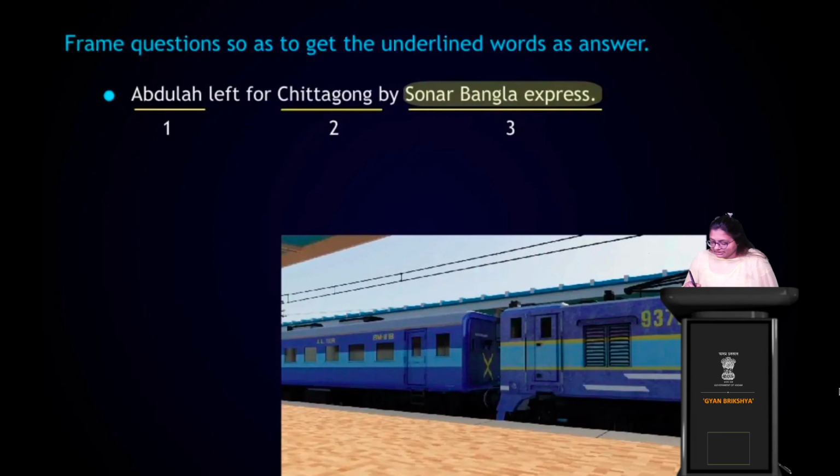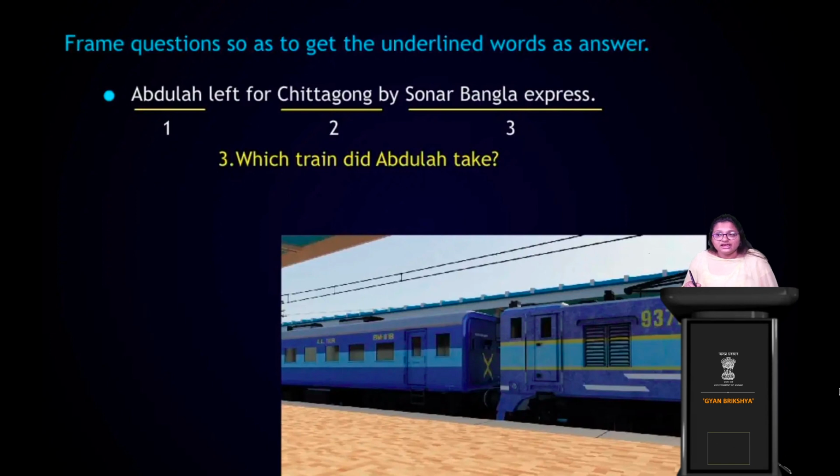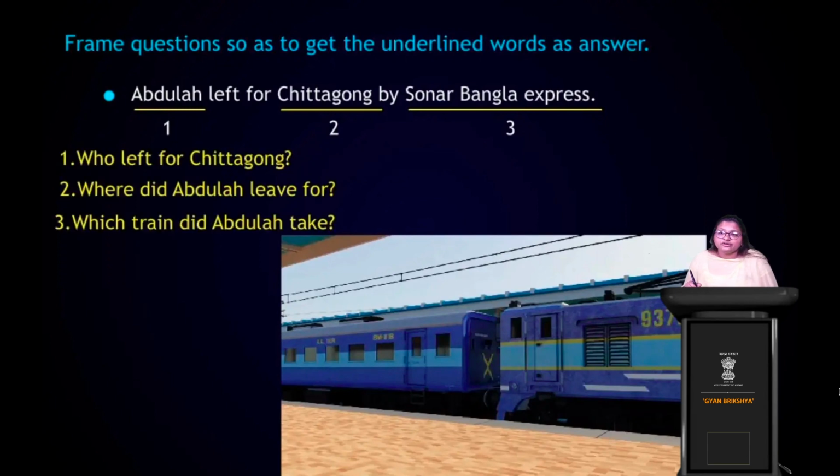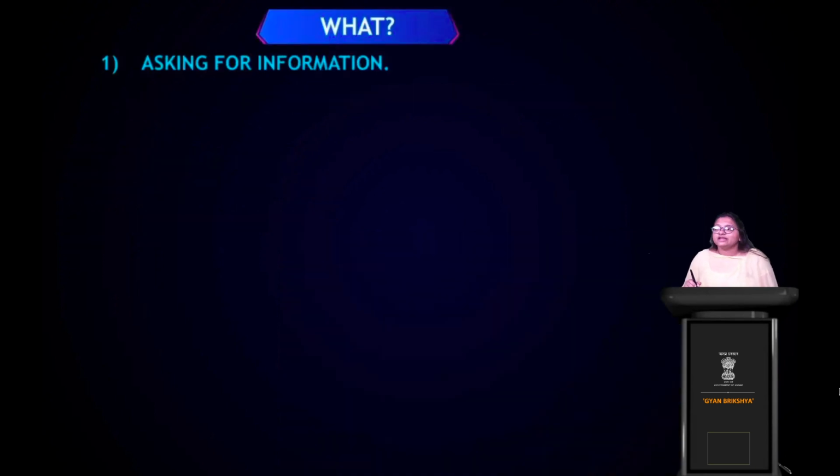Now the last here is Sonar Bangla Express. So we have to frame a question so that the answer is Sonar Bangla Express. So we will say, which train did Abdullah take? So we can write, Abdullah took the Sonar Bangla Express, right? So you understood how you can frame questions using question words? You look at the three questions once again. This is how we can frame questions using the question words, right? Now let's look at each question word separately, individually.